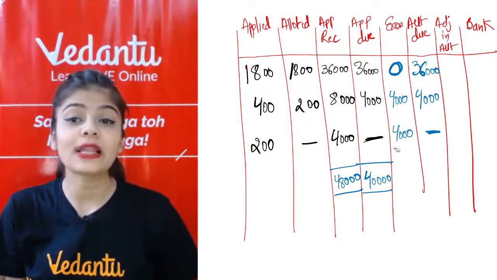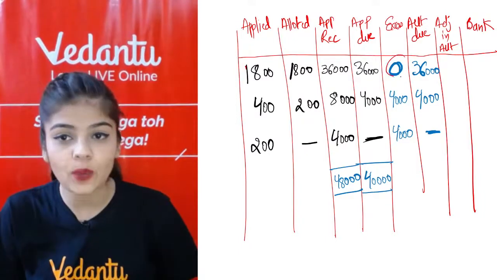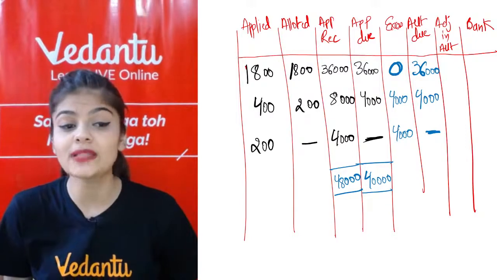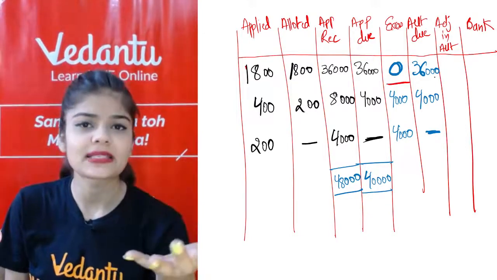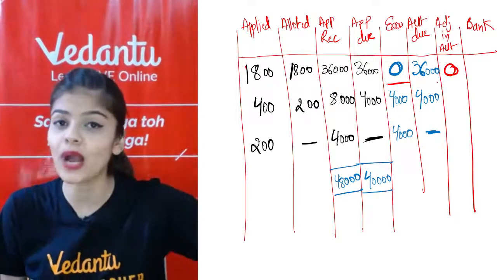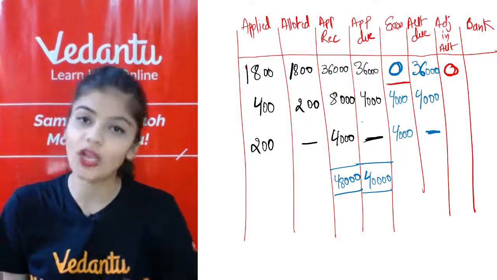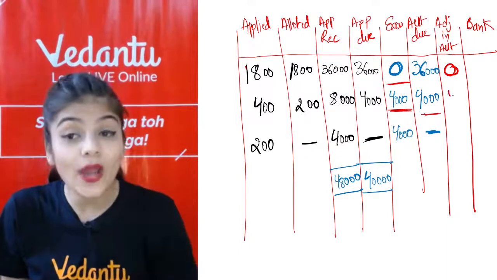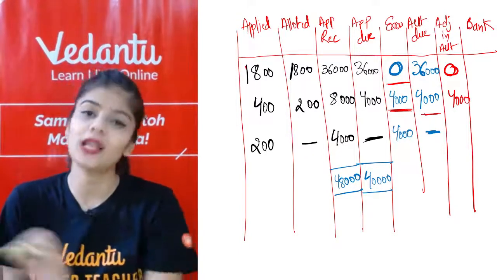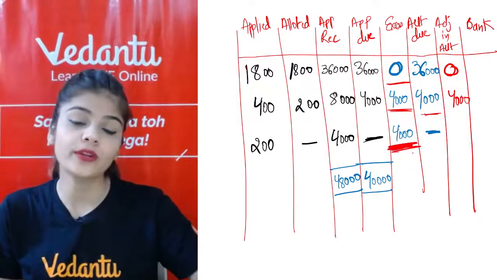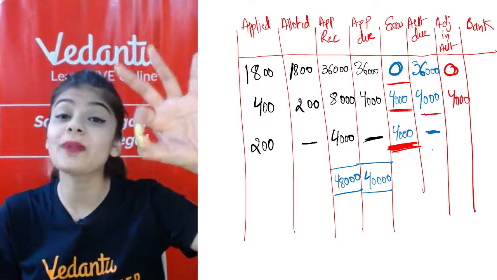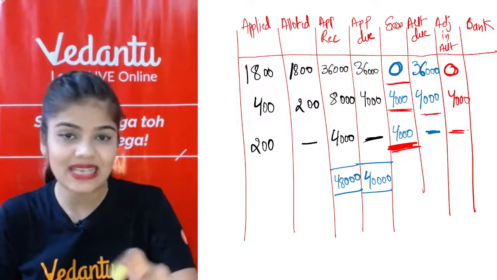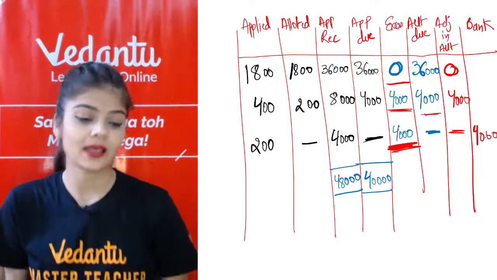Now, once you have calculated allotment due, you will adjust the excess amount towards allotment. In the first category, there is no excess, so nothing will be adjusted. In the next category, excess amount is 4,000 and allotment due is also 4,000. So the full excess will be adjusted towards allotment. In the third category, the excess is 4,000 but allotment due is 0. So you cannot adjust it in the allotment. This excess will be refunded through bank.